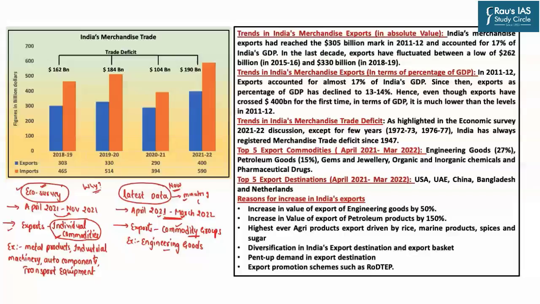Now for example, you have a commodity group known as engineering goods. The engineering goods in turn comprises different individual commodities such as metal products, industrial machinery, auto components, transport equipment and so on. So when the economic survey presents data, it presents data for each of these individual commodities, that is metal products, industrial machinery, auto components, transport equipment, etc. But the latest data provided by the Ministry of Commerce and Industry considers all of these individual commodities as one group, that is engineering goods, and then it presents the data.